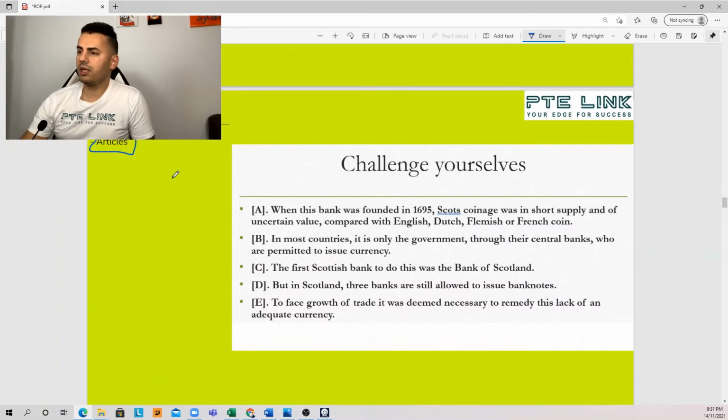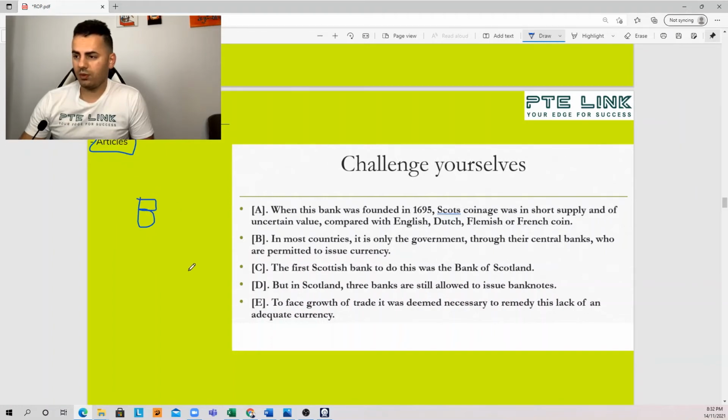Okay, take a look here. I'll give you 30 seconds to find the independent sentence, then I will step in. Do you think the independent sentence is A, B, C, D, or E? Yes, it's B. So B is the independent sentence. They're saying in most countries it's only the government through their central banks who are permitted to issue currency.